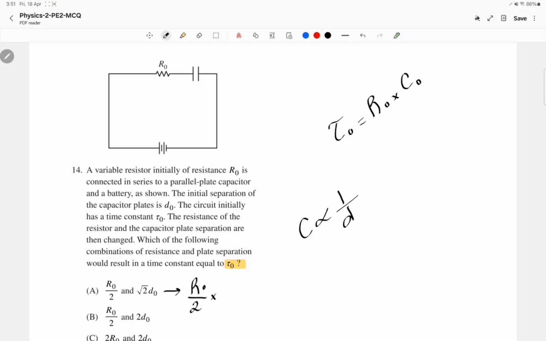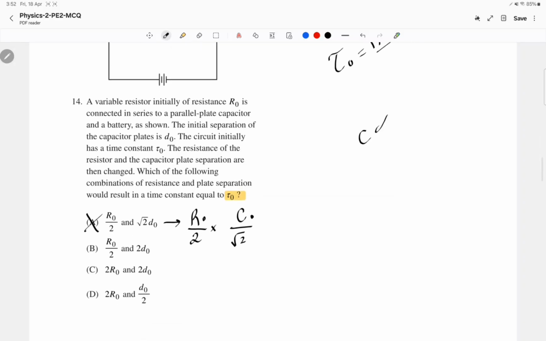And if you were to increase the distance between the capacitor plates by the root of 2, that means you will decrease the capacitance by the root of 2. So you will simply replace C with C over the root of 2. Will that give you RC? That will give you RC over 2 root 2, right? So it's not going to be that one.